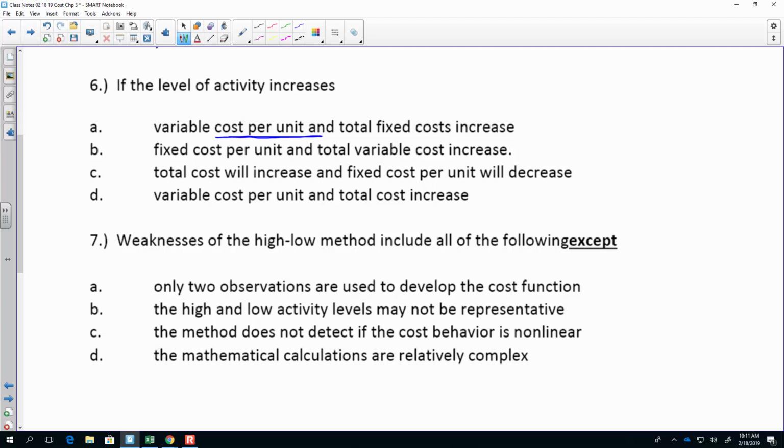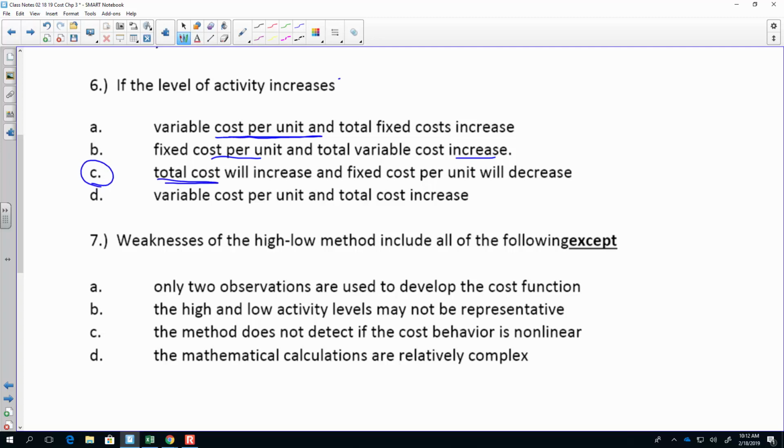B? Yeah. I don't like B. No? Okay, because a fixed cost per unit will not increase if my activity level increases. It's an inverse relationship. It actually goes down. So it's got to be the C one: total cost will increase, and fixed cost. Oh, that's a play on words here.